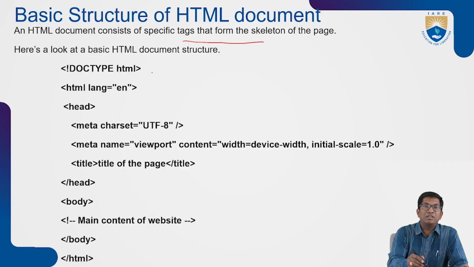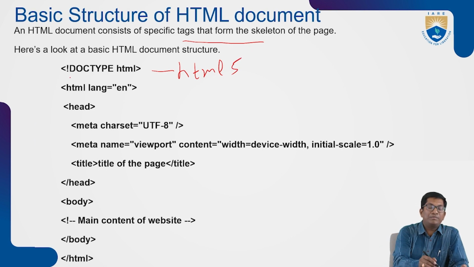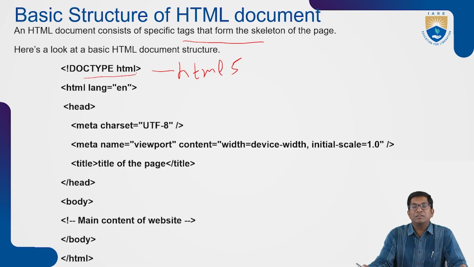One important tag is the reference to the version: the code is written in HTML5. There you have to start with a left angle bracket, an exclamation symbol, DOCTYPE in capital letters, and then HTML. That means the document is written in HTML.